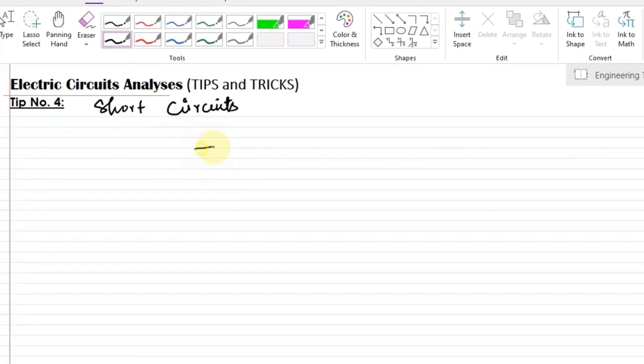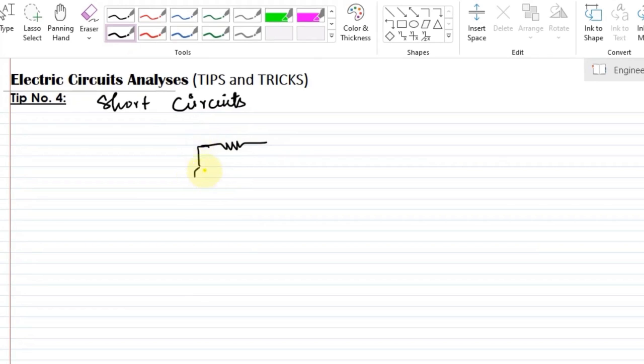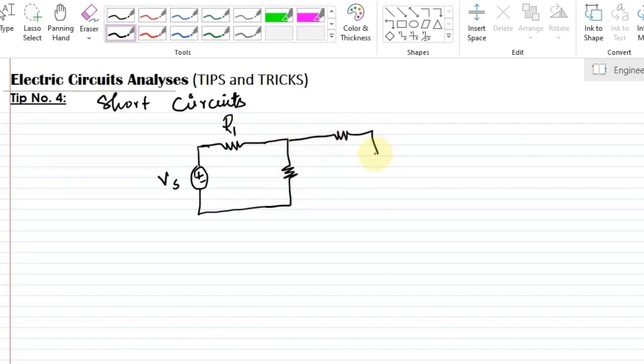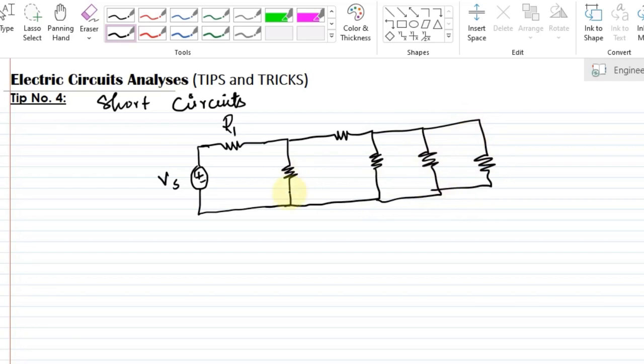So suppose we have a circuit like this one, in which we have a source here. It can be a current source or a voltage source, but let me consider it a voltage source here, and there is a resistor R1 here. Similarly, these are all the resistors connected in my circuit. Let me call them R2, R3, R4, R5, and R6. So let's say this is our circuit.